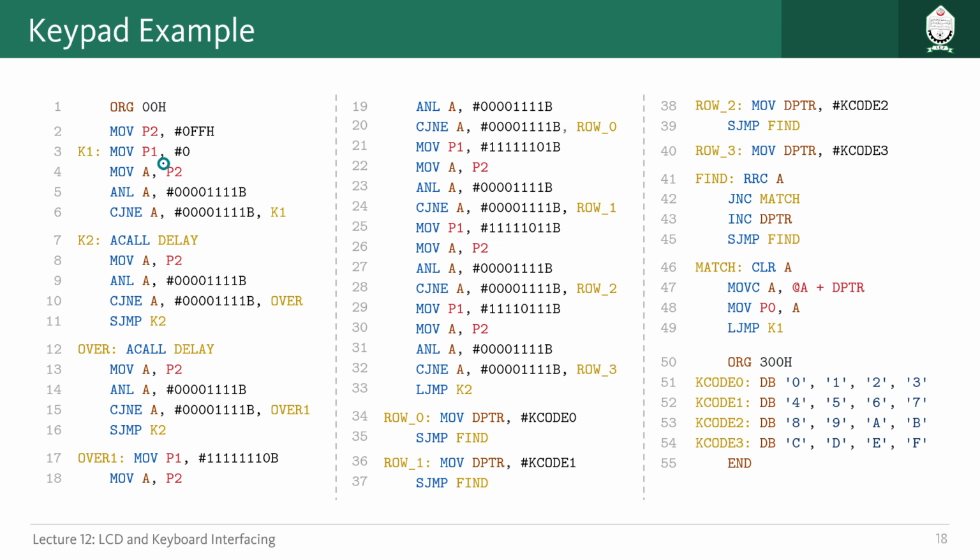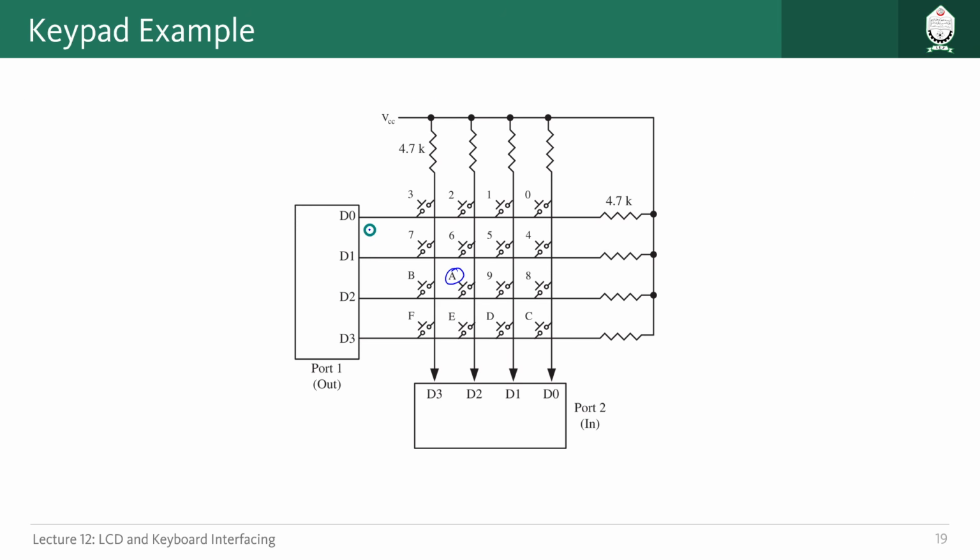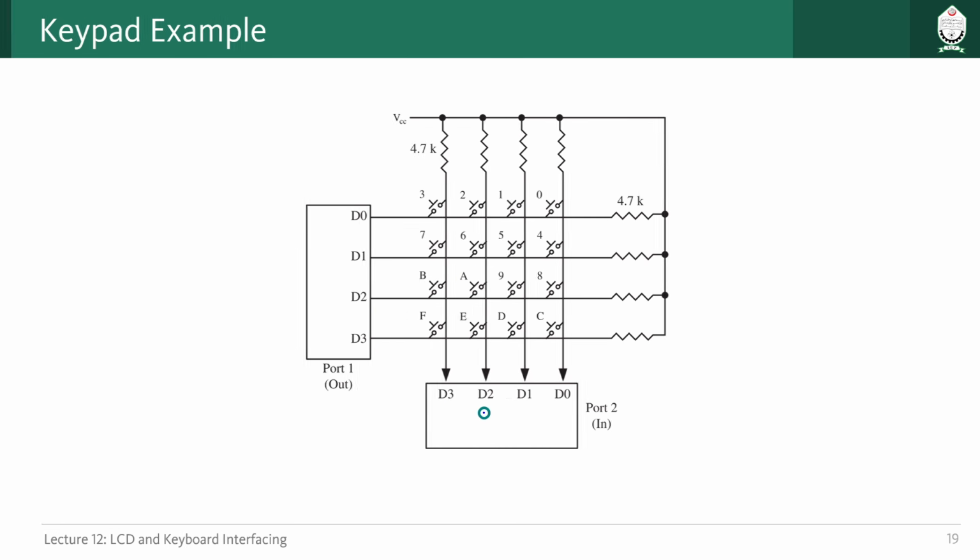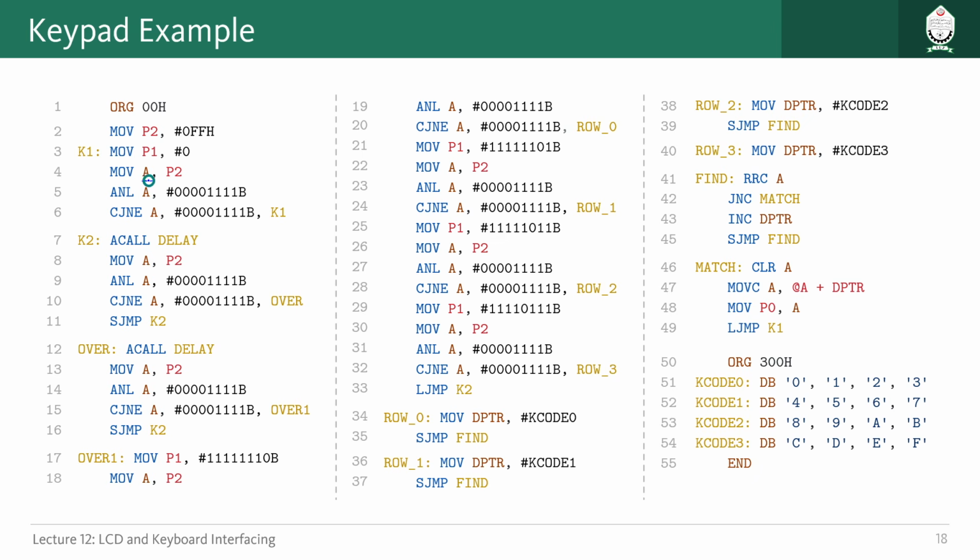So here, first of all, we are trying to give all zeros to port 1. Okay, and then we are going to read port 2 and save the value onto A. So what is that doing? We are just basically giving zeros to the rows. Okay, it's like that, 0 0 0 0 given to port 1, and then we are going to read port 2 and save the value onto A, right? So that is what we are doing, and then we will use this command ANL, logical AND.